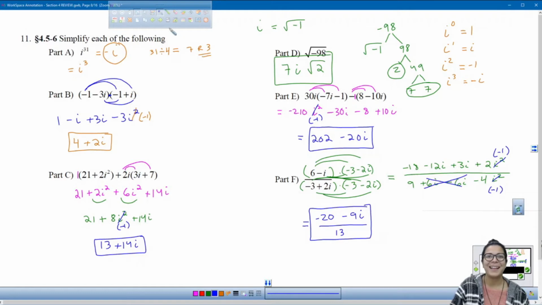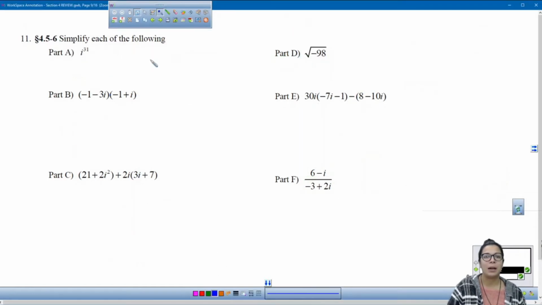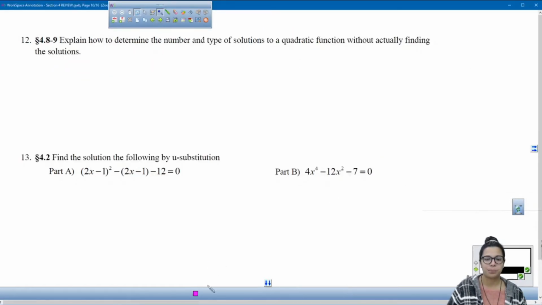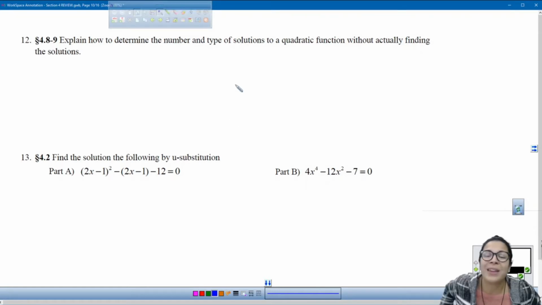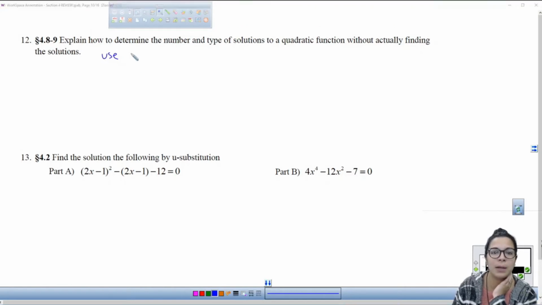Okie dokie. Let's move on to number 12. So for number 12, we need to explain how to determine the number and type of solutions for a quadratic function without actually finding the solution. Of course, we can find the number and type of solutions if we find the solution, but without finding it, what we can use is the discriminant.